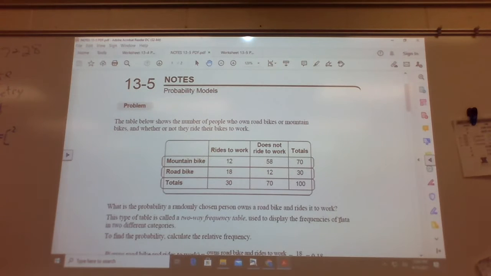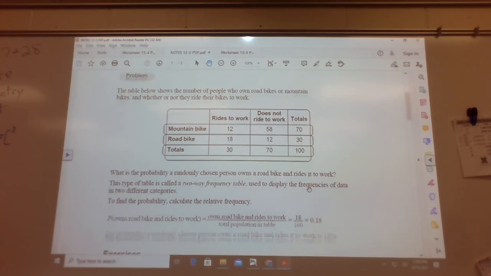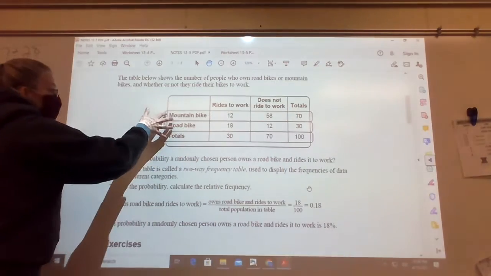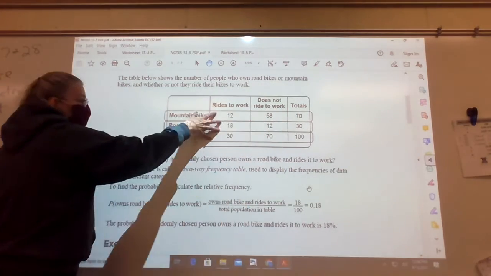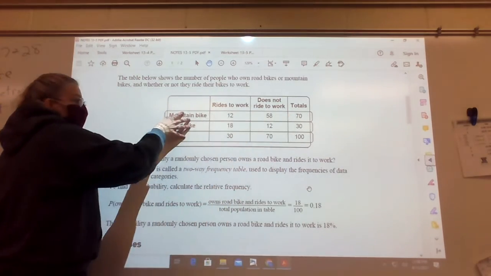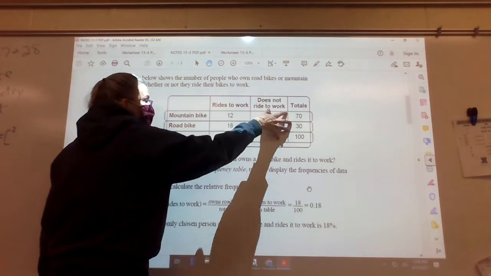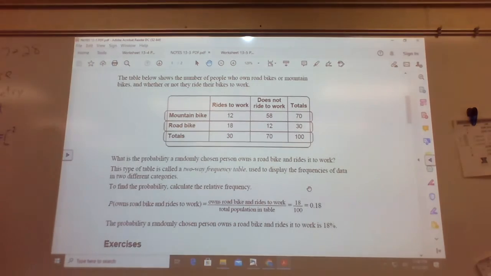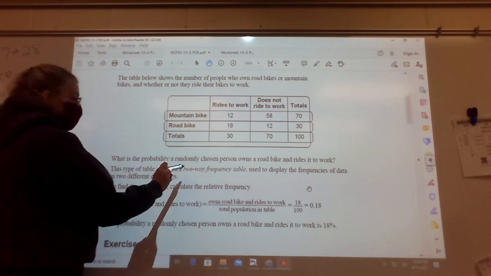So on this frequency table, I've got going this way the bike numbers: mountain bike, total, road bike. And I've got this way, rides to work, doesn't ride to work. So that's why this is known as a two-way frequency table, because it's comparing two different things. It's comparing bikes to riding and not riding to work. A two-way frequency table.